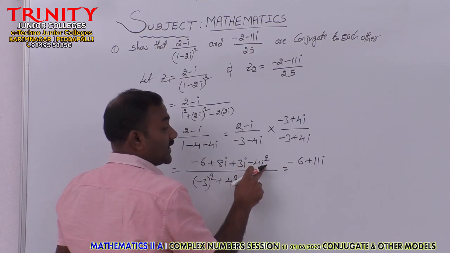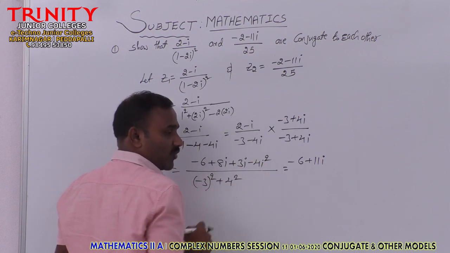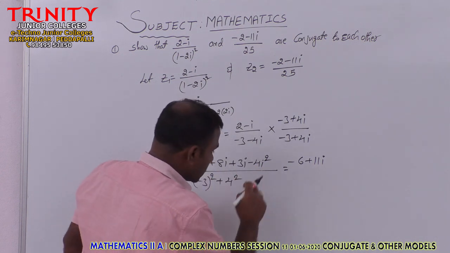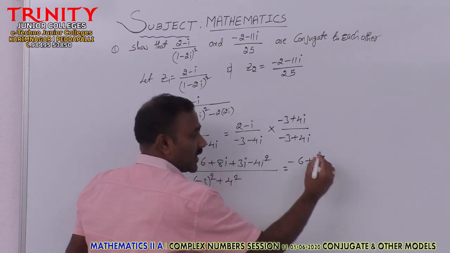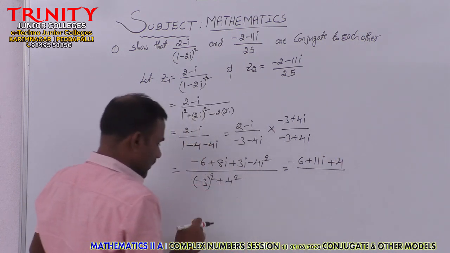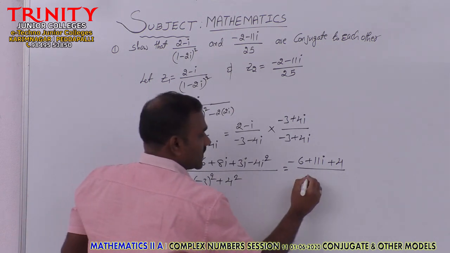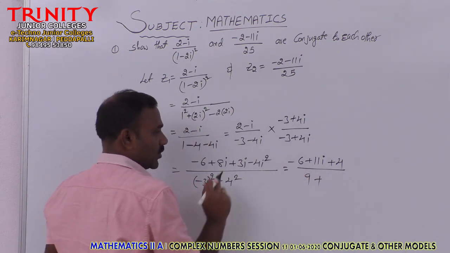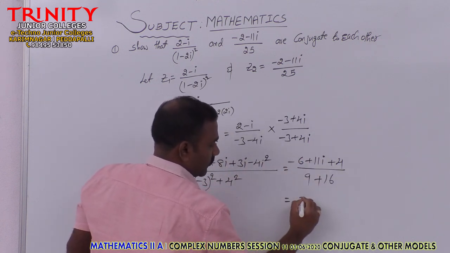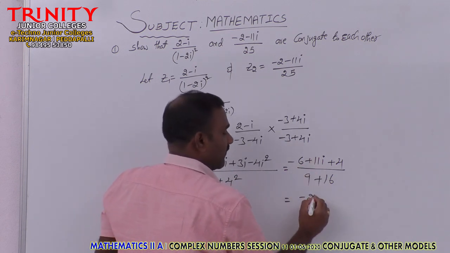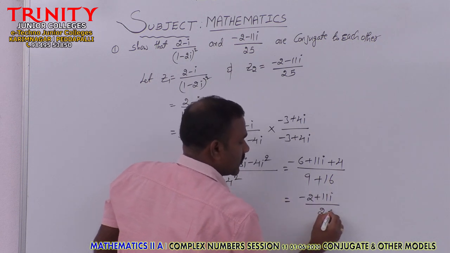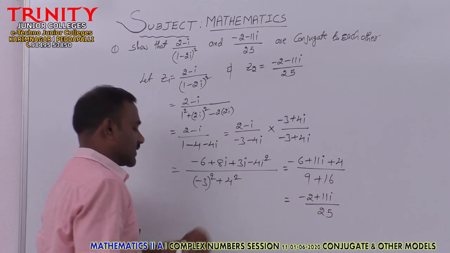Minus 4i square. What is the value of i square? The i square value is minus 1. Then minus 1 into minus 4 becomes plus 4. Divided by, coming to the denominator, 3 square value is 9, 4 square value is 16. Therefore, minus 6 plus 4 is minus 2, plus 11i, divided by 16 plus 9, which is 25. This is the complex number.